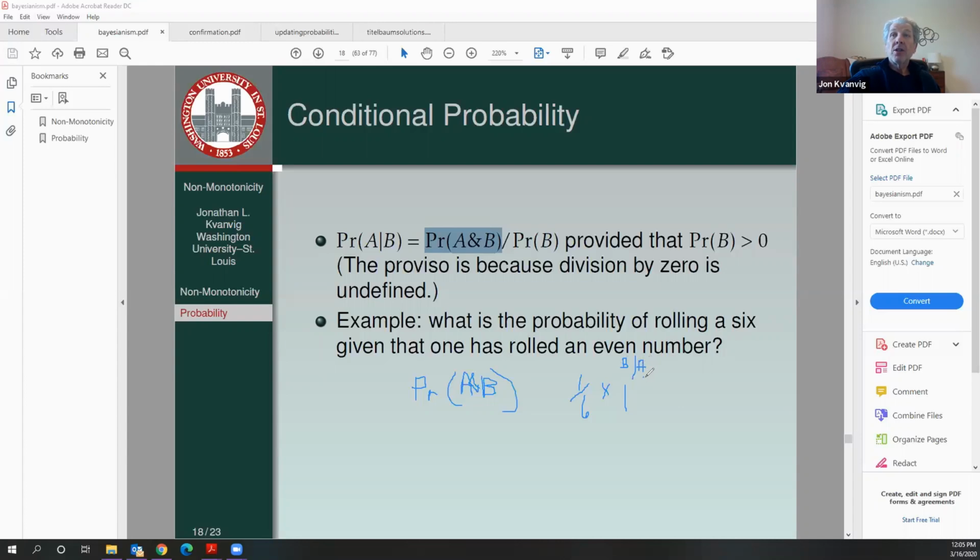There is 1 of these, because A is 6, right? A is 6, and 6 is by definition even. All right, now what if we switched it around the other way? Suppose we start with B. What's the probability of B and A? Well, the probability of an even number is 1/3. And what's the probability of A given B?